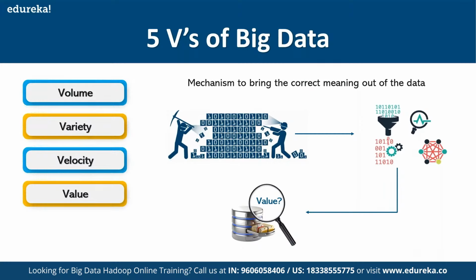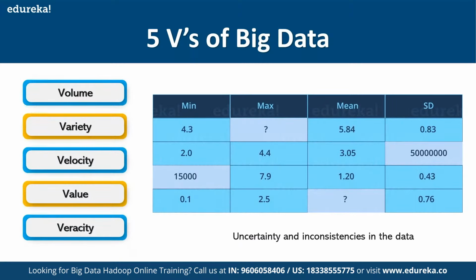And next to value, the final V, or the fifth V, is veracity. Veracity is finding the truthfulness of the data. As you see here, there could be uncertainty and inconsistencies in your data. You can see that this is a table and you have a value for minimum, but you don't have a value for maximum. And you don't have a value for mean here, but you have one for standard deviation. So some data is missing and some data is inconsistent.